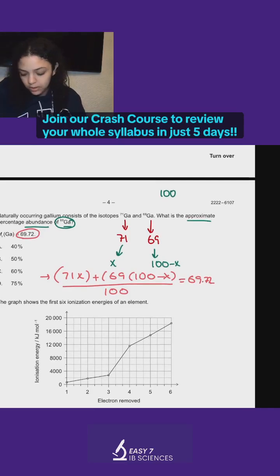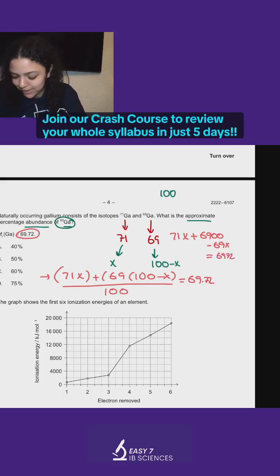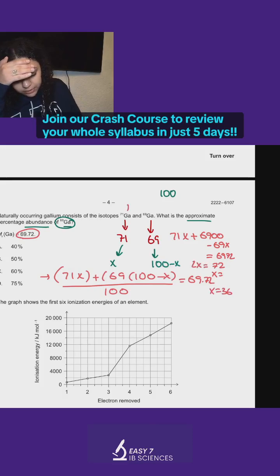Let's see here. 69.72 times 100. Sorry guys, I'm going silent, I'm solving it. 71 minus 69, 2x is equal to 72. X is equal to 72 divided by 2. X is equal to 36. And so therefore 71 is 36%. And then to find the 69, I would just do 100 minus 36, and that should give you 64.